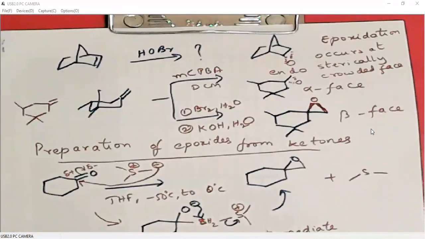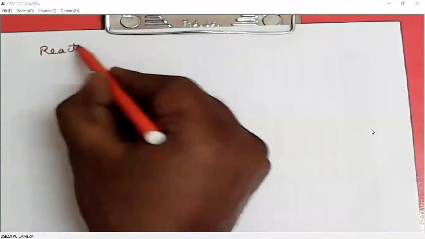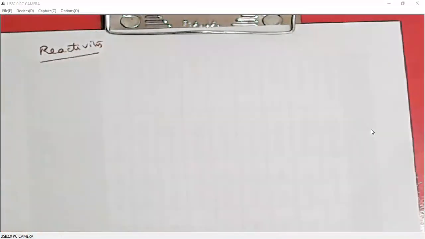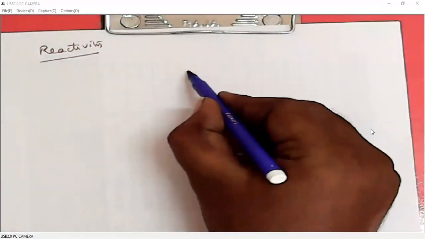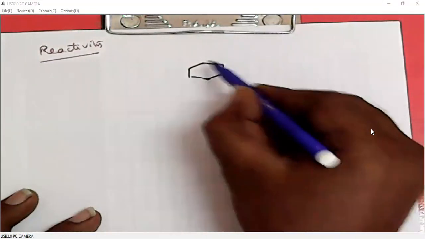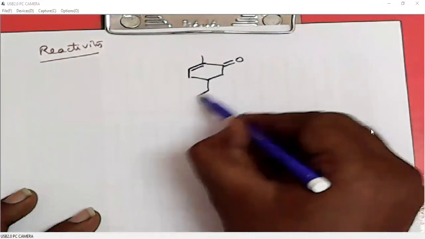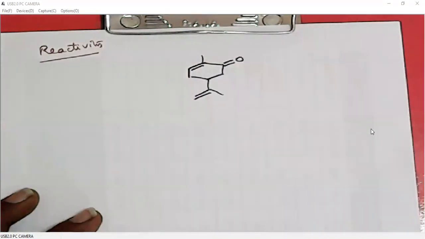When we look at the reactivity of dimethyl sulfonium methylide and dimethyl oxosulfonium methylide, as I said, dimethyl sulfonium methylide is less stable, so it is more reactive. Dimethyl oxosulfonium methylide is more stable, so it is less reactive. The reactivity difference can be explained when we treat them with an alpha beta unsaturated compound.